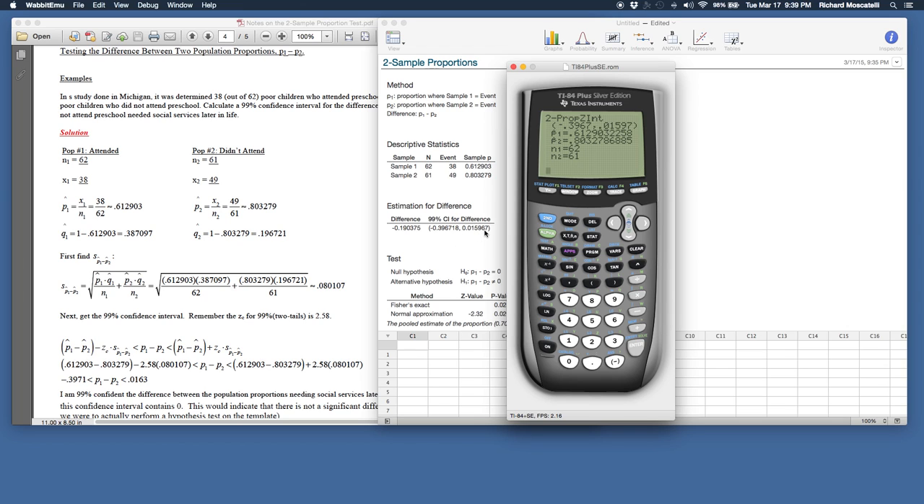0.01597, 0.15967, okay, here we go. 0.0163, as you can see, does a pretty good job there. So the calculator and the Minitab software obviously are a little bit nicer on those estimations.